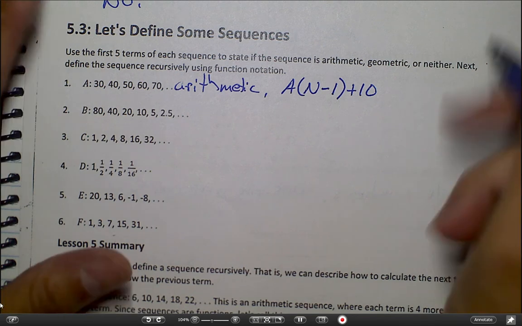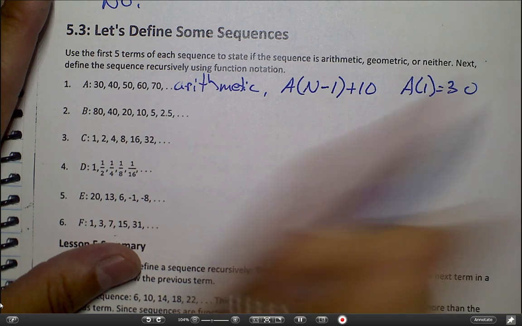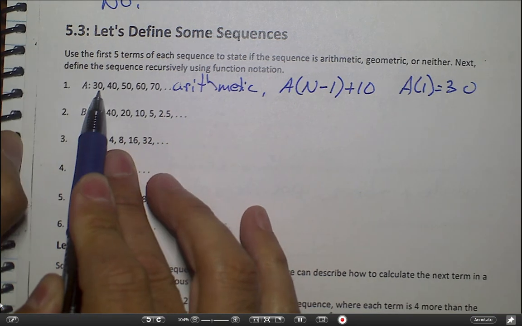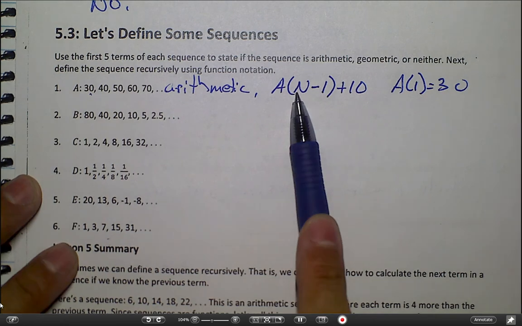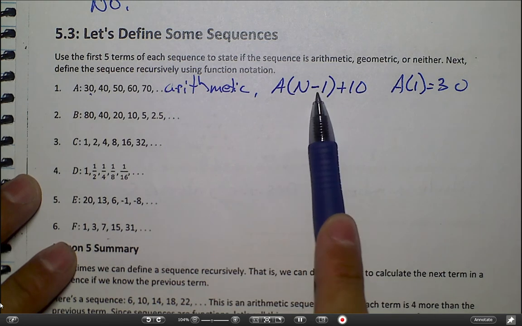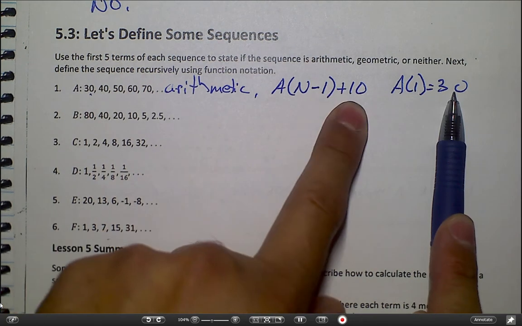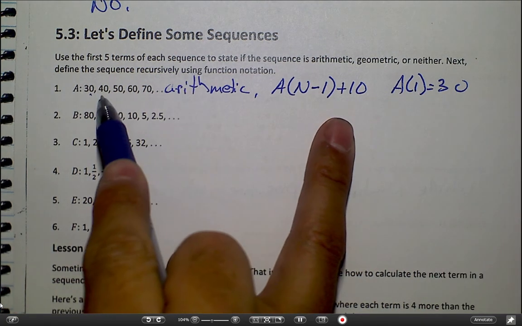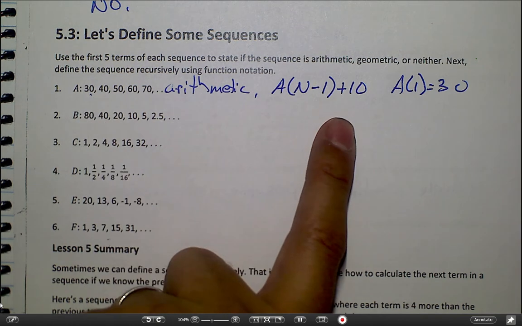Okay, so watch. My initial A of 1 is equal to 30. That is my initial number here. Okay, let's see if this works out now. Let's see if you guys could actually understand this. So now, if I wanted the second term, I'd put in a 2 here, right? So 2 minus 1 is 1. So what is A of 1? 30 plus 10 is? And that's the next term, isn't it? Does that make sense now?